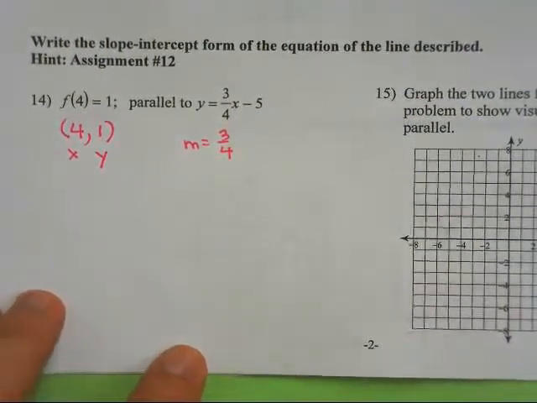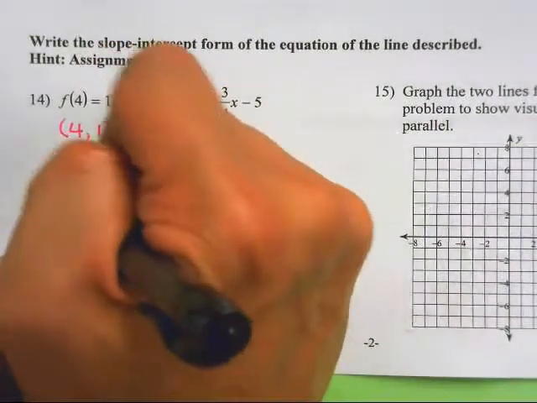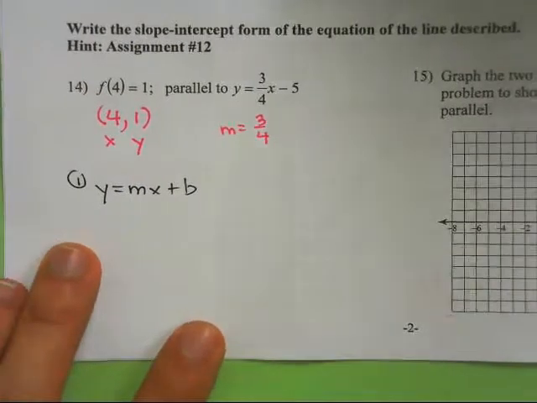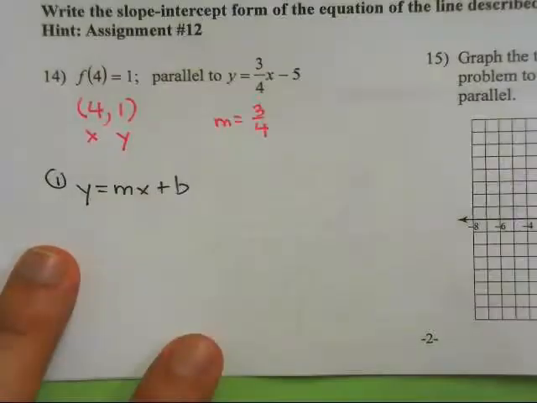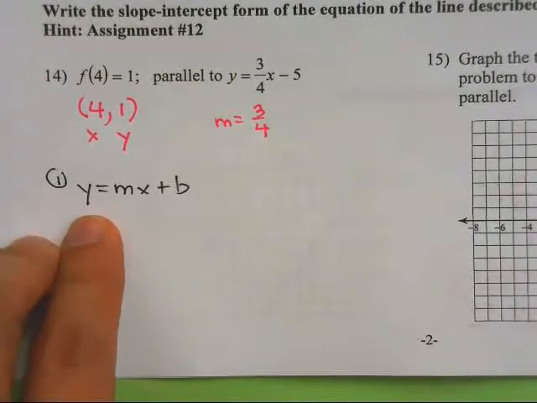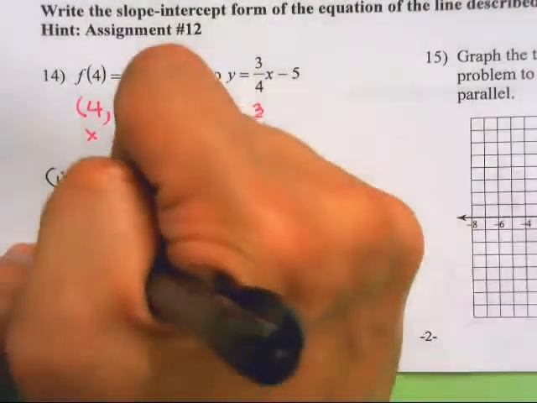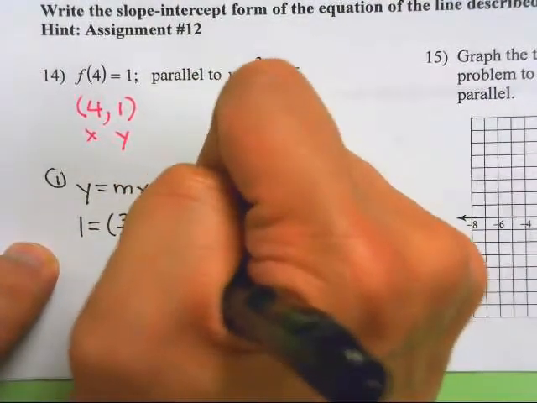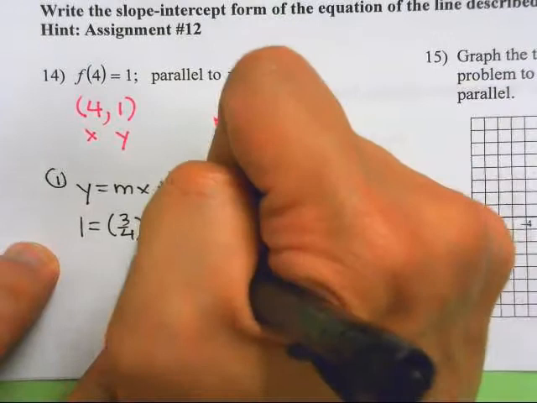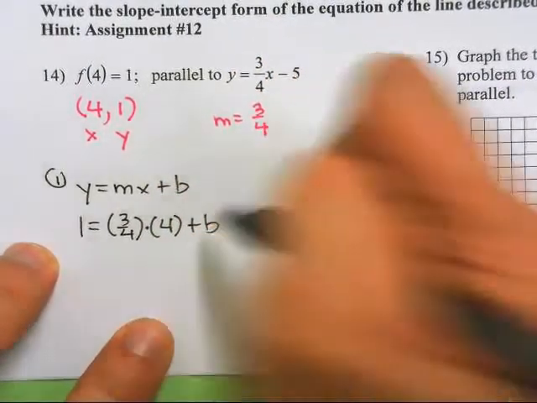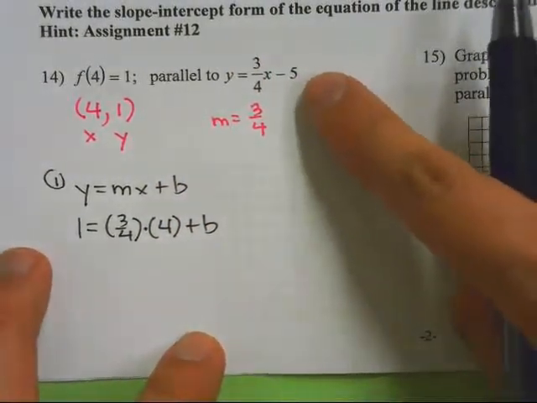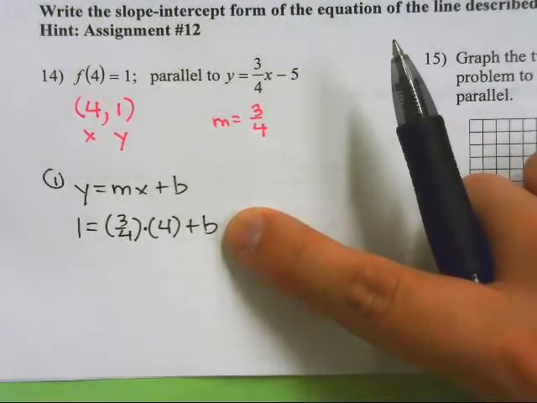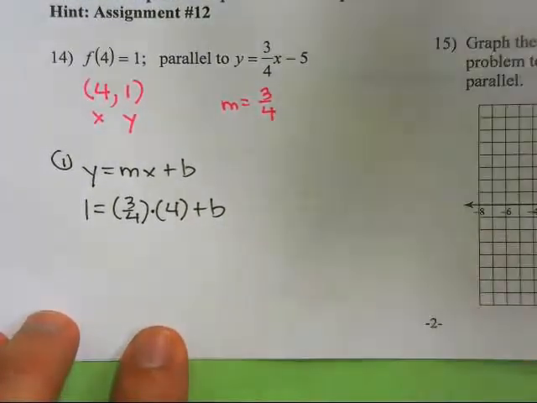You have now the 3 pieces you need to do y equals mx plus b. Okay, you guys tell me what to write. Ready, go. 1 equals 3/4 times 4 plus b, yes. Some of you guys on the last test wrote -5. We don't write -5 over here because we don't even know if that's the y-intercept. That's what we're trying to solve for.